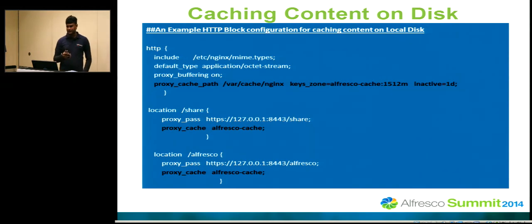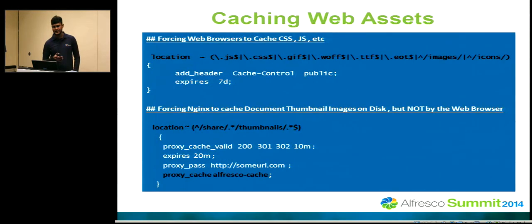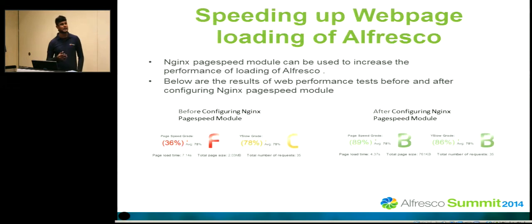Here we give a key name such as alfresco-cache, and the space size taken is 1.5 gigabytes, as you can see. And this slide shows how to cache. We can force the browser to cache JS, CSS, GIF, images and everything on the browser. The second one shows how to cache document thumbnails on the Nginx server disk.